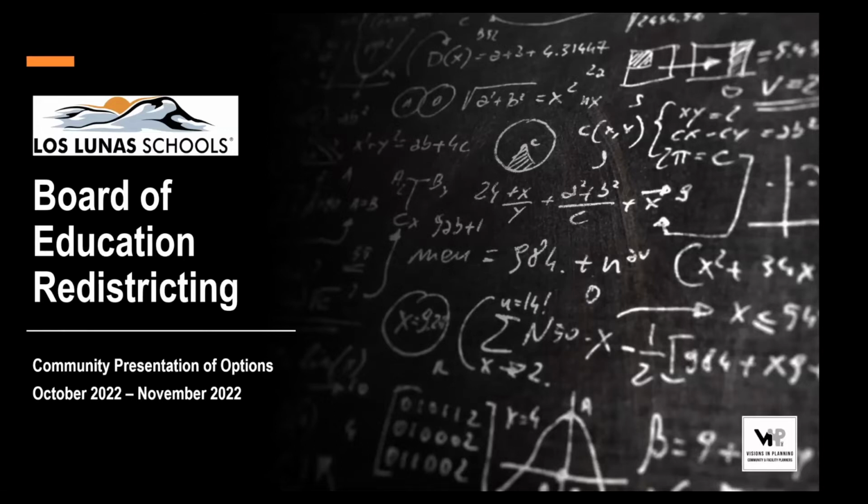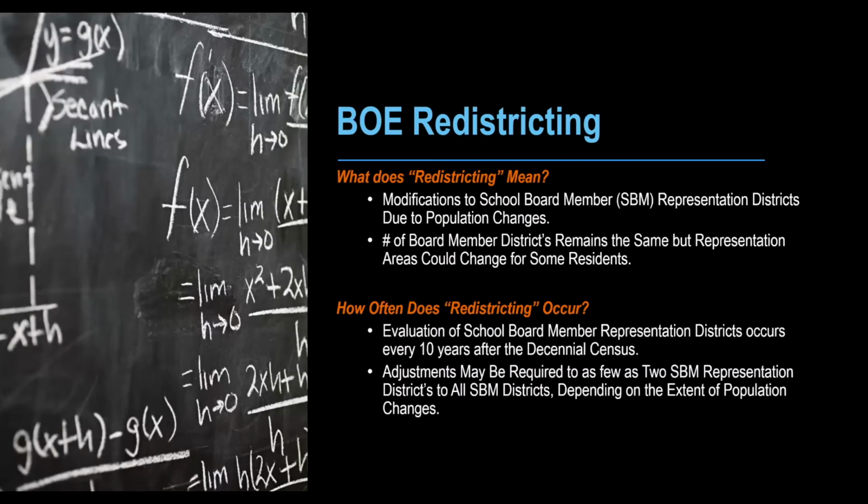And so we'll go ahead and get started. Again, we are going to be reviewing the redistricting for the voting areas for the school board members. And so what does redistricting mean? It means modifications to the school board member representation districts due to population changes. The number of school board members within Los Lunas Public Schools is not going to change, but some of the areas within the district where those members are voted from could potentially change some.